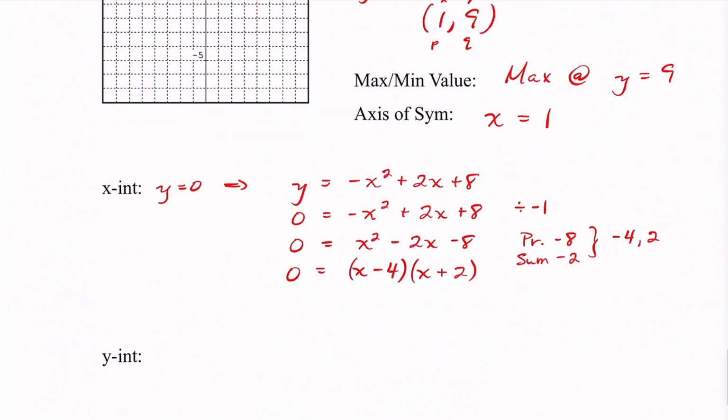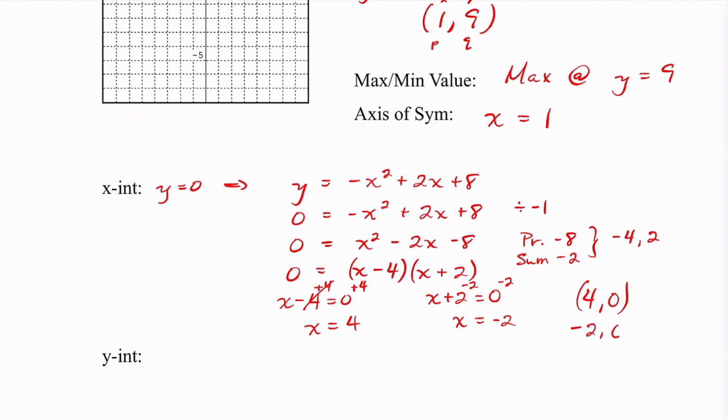Take each of those, set them equal to 0. So I'm going to have x minus 4 equals 0. Add 4 onto both sides. 4's cancel, so x equals 4. And similar idea with this one, x plus 2 equals 0. Subtract 2 from both sides, and then x equals -2. Okay, so I got two x-intercepts. One is at 4 and 0, and the other is at -2 and 0.